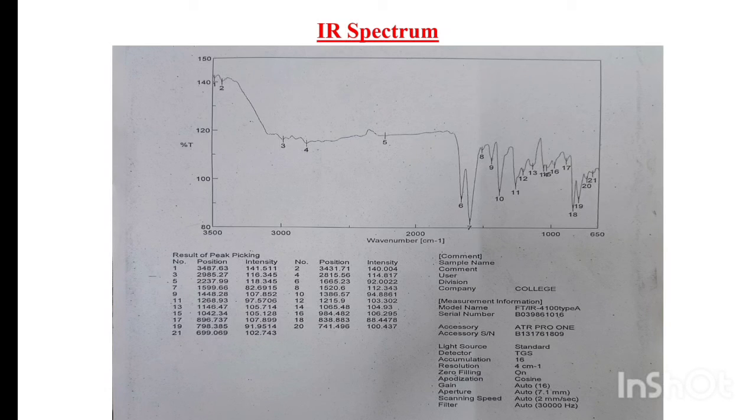The presence of the hydroxy group, that is the OH bond, can be identified by peaks 1 and 2. The readings are 3487.63 and 3431.71, and the range in which the OH group is identified is 3400 to 3700. Peak number 13, which has reading 1146.47, shows the presence of the C-O-C bond whose range is 1200 to 1180.